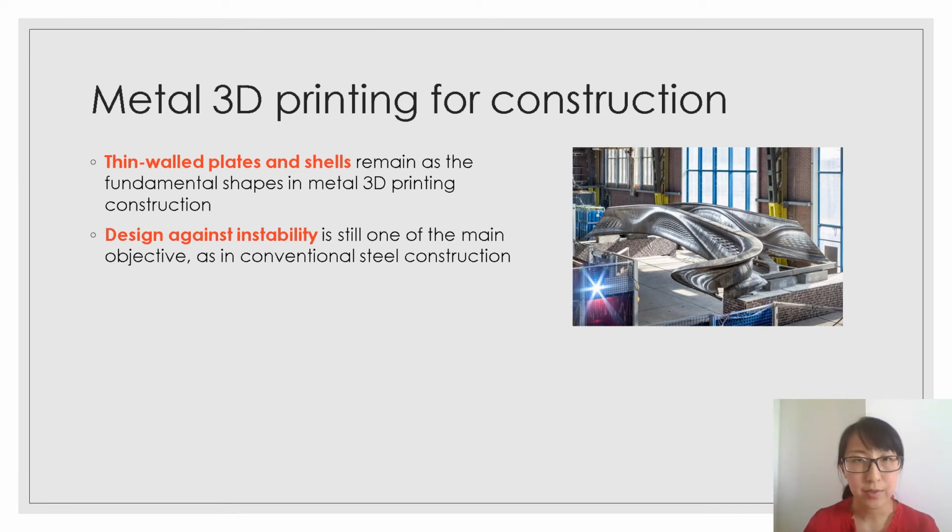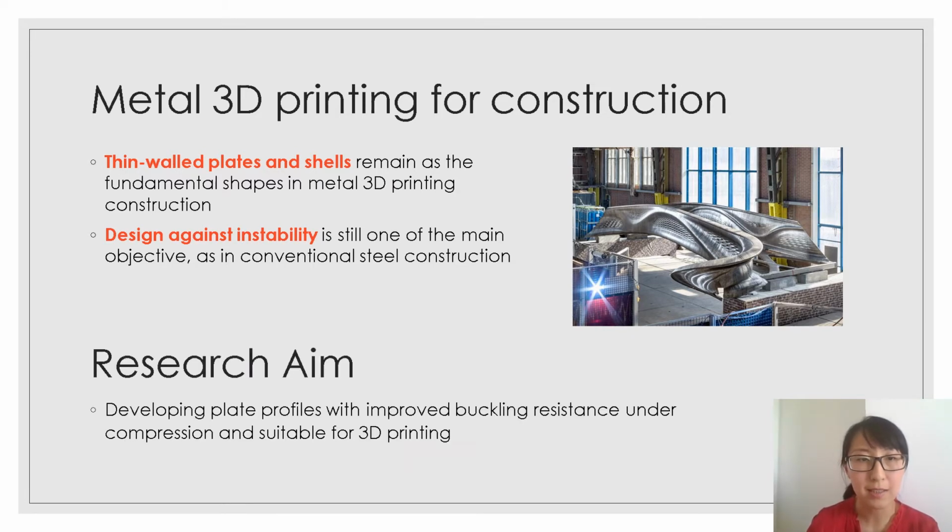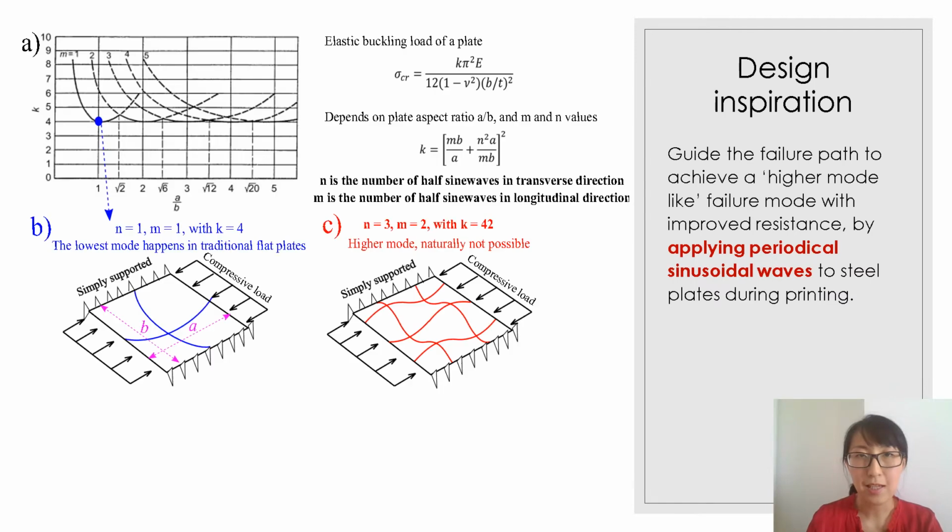My personal view in 3D metal construction is that thin-walled plates and shells will remain as the fundamental shapes, as seen in this figure, in the bridge next to it. And stability design is very critical for such structures. So the main research aim of the current study is to look at the fundamental plates and try to improve their resistances.